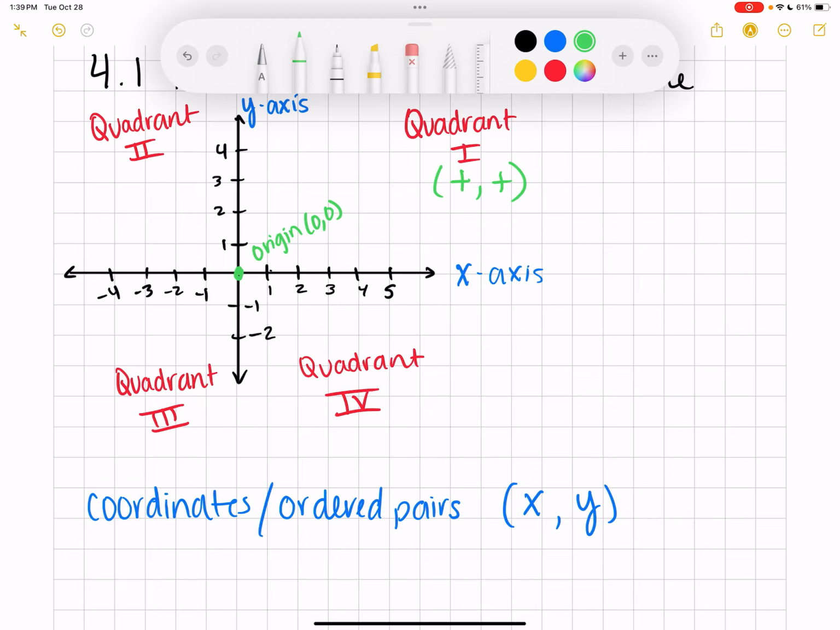Over here in quadrant 2, my x values are negative, and my y values are positive. So it's negative, positive. Quadrant 3 down here, x is negative and y is negative, so these are both negative. And then quadrant 4 over here, x is positive, but y is negative, so it'll be positive, negative. So just by being given an ordered pair, you should be able to say where it's going to fall on the graph, just by looking at the signs of the 2 numbers in your ordered pair.